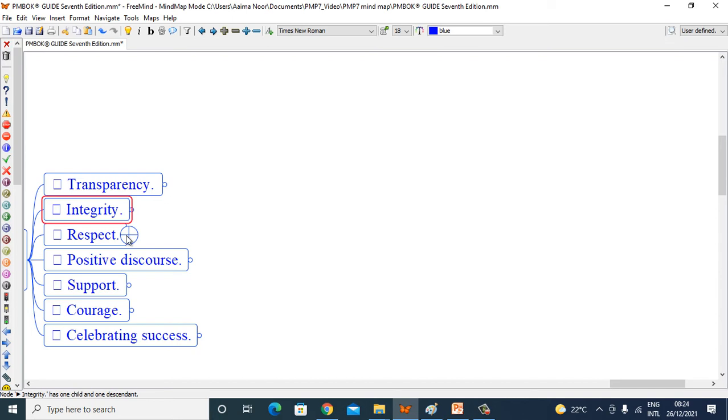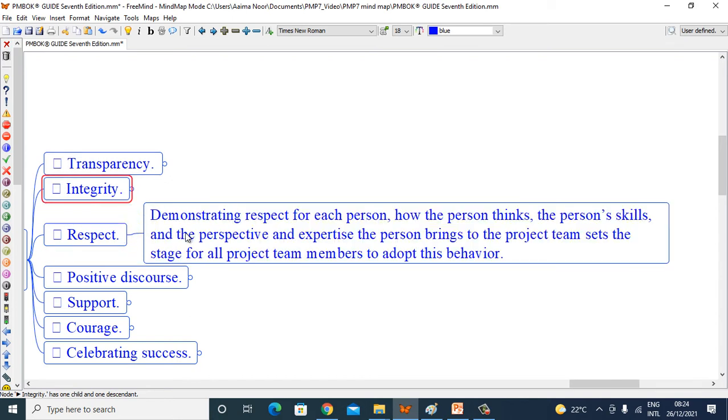Let's see the third, respect. Demonstrating respect for each person, how the person thinks, the person's skills, and the perspective and expertise the person brings to the project team sets the stage for all project team members to adopt this behavior.